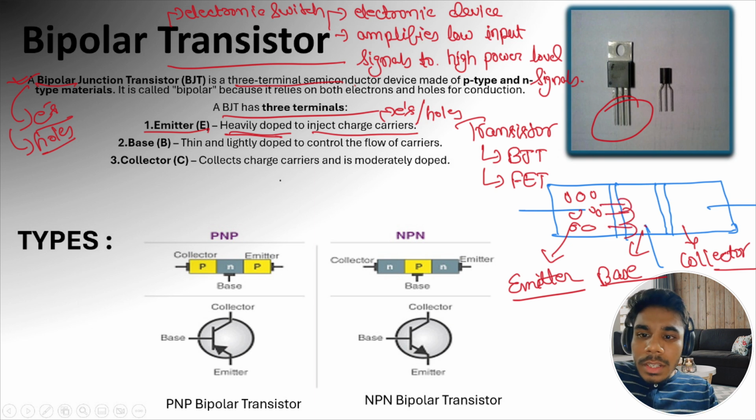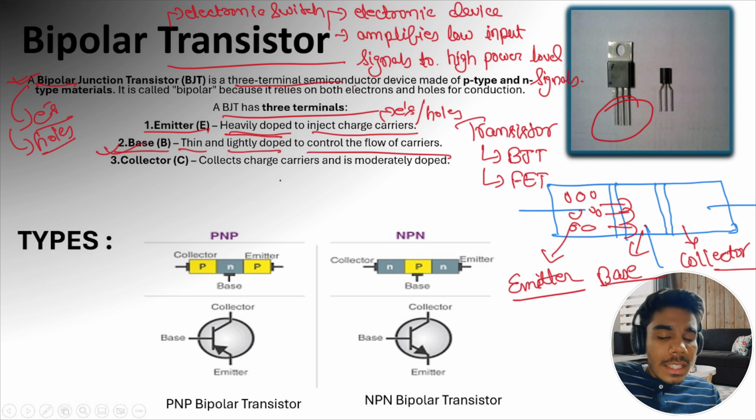The next one is our base. The base is thin and lightly doped to control the flow of carriers. This region is very thin and lightly doped, which means the amount of carriers present in it is very small as compared to both the other regions, and it controls the flow of carriers due to its doping. We will talk about how we control the flow of carriers in the working of the transistor.